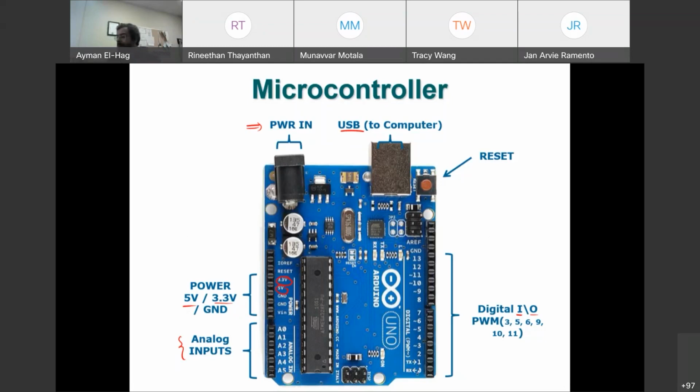Once you upload, you don't need the computer anymore. You already have the code here. So you can disconnect it from the computer and then connect your battery to the power in, so that you can have it completely separate from your computer and it does whatever you program it to do. And you will see these things as you progress in the lab.